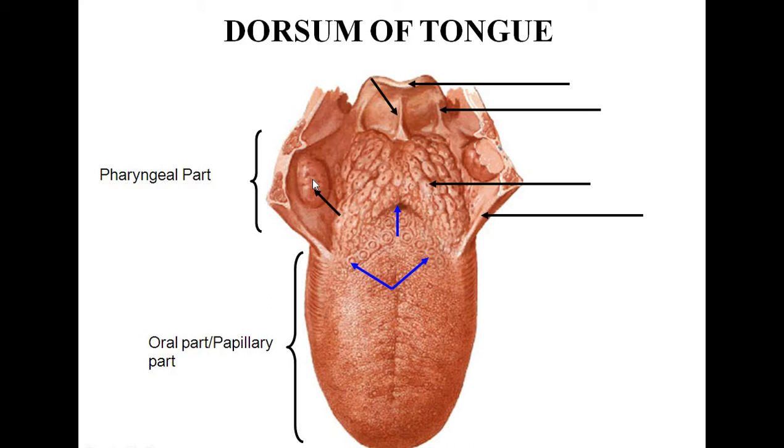This is the palatine tonsil, which is shown with the arrow. This is the palatoglossal fold and this is the palatopharyngeal fold.